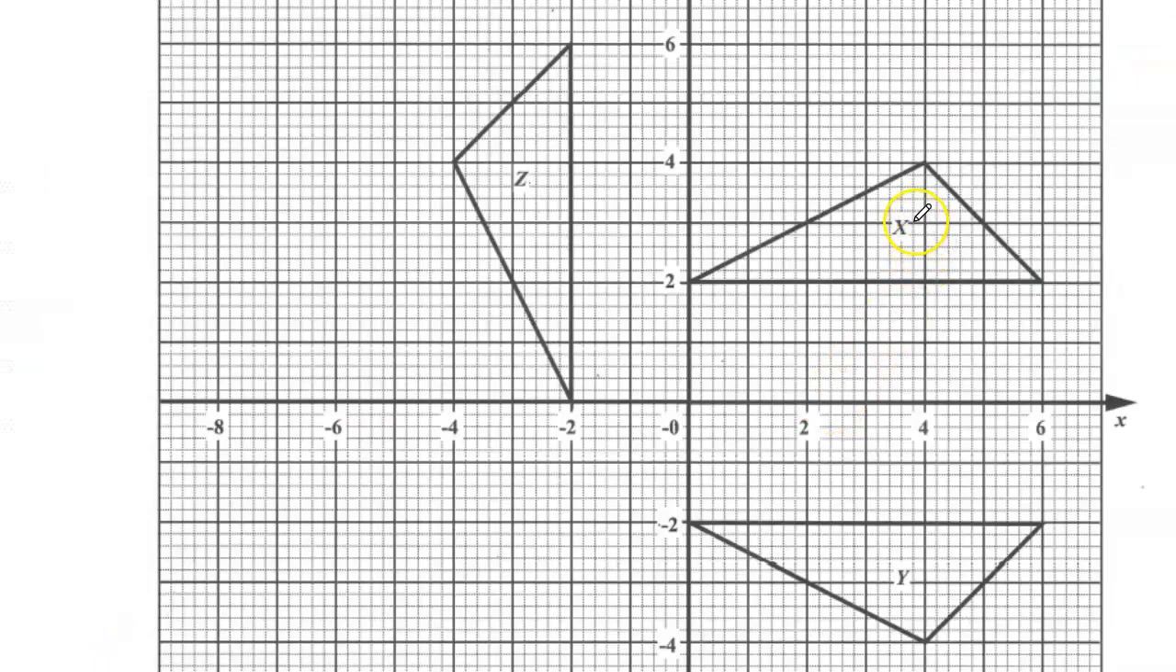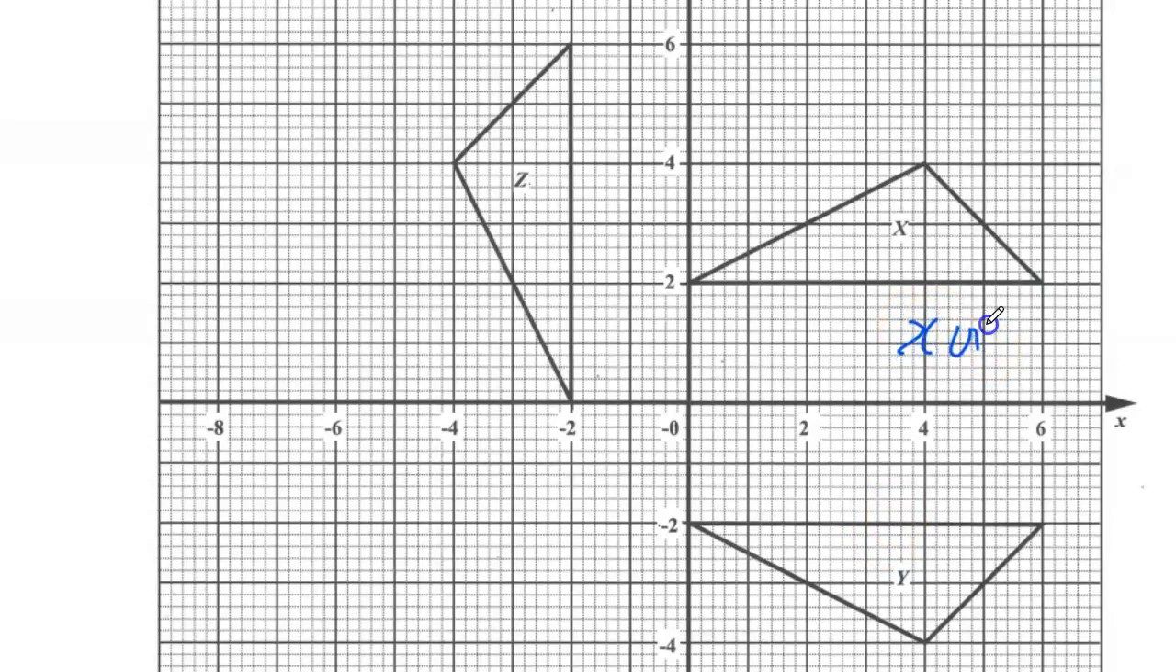So the transformation that maps X to Y, notice, look at X, look at Y, and this one should be pretty obvious. It's actually a reflection in the X-axis. Alright, so the reflection that maps X to Y is actually an X-axis reflection. So that would be your answer for that.